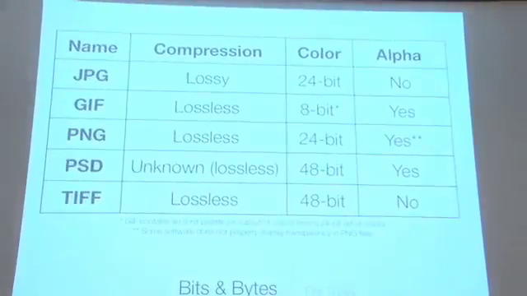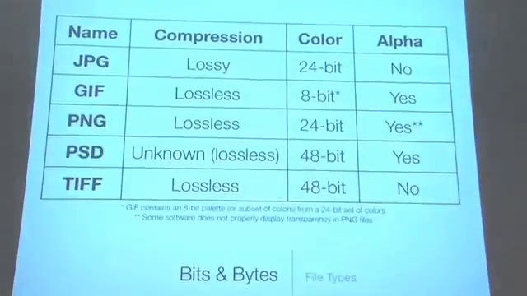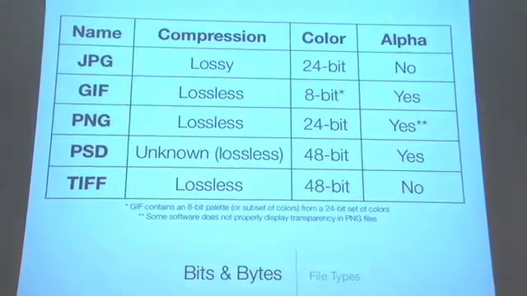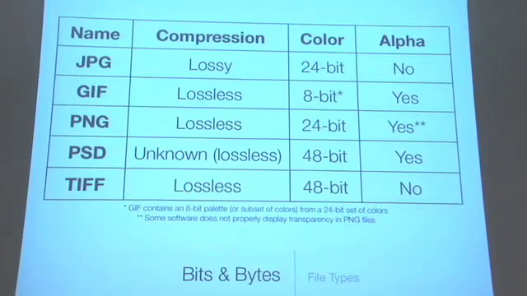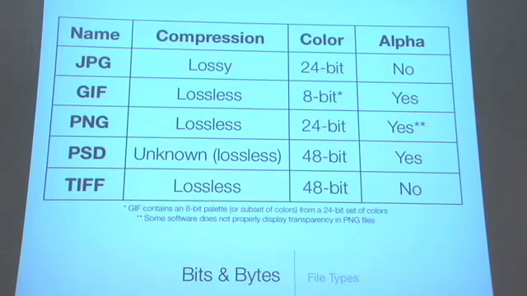PNG is also losslessly compressed. It's also 24-bit, just like JPEG. It does support alpha, so this sounds really great, but it's just not as widely supported as JPEG. And also because it is lossless, the files aren't as small as the lossy compressed JPEG. So everything is give and take here.